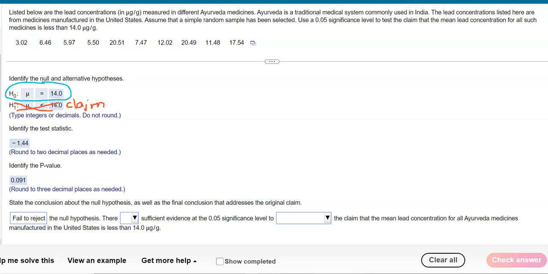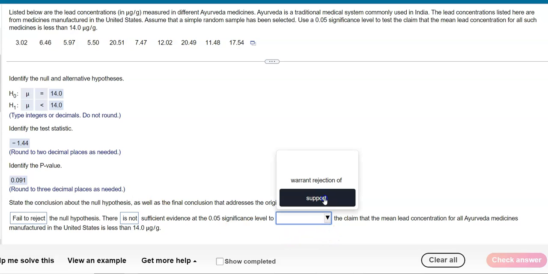So we would say there is not sufficient evidence at the 0.05 significance level to support the claim that the mean lead concentration for these medicines manufactured in the United States is less than 14.